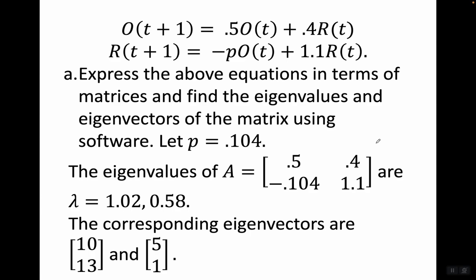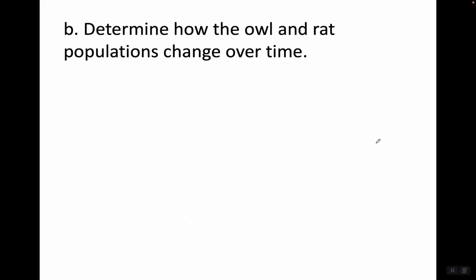The eigenvalues of A = [[0.5, 0.4], [-0.104, 1.1]] are lambda = 1.02 and 0.58. The corresponding eigenvectors are (10, 13) and (5, 1). What are we going to do with those? Why did we calculate those? You'll see in a moment.